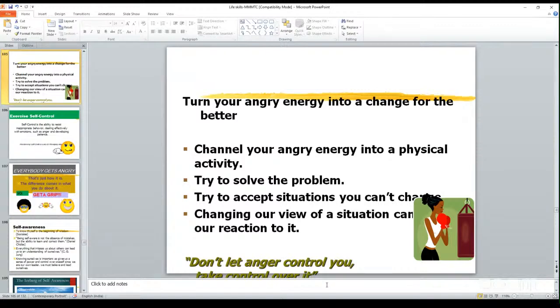Many times we say, you don't have to bother much about anger. Can you turn it into a positive way? And what is this positive way? Change for the better.